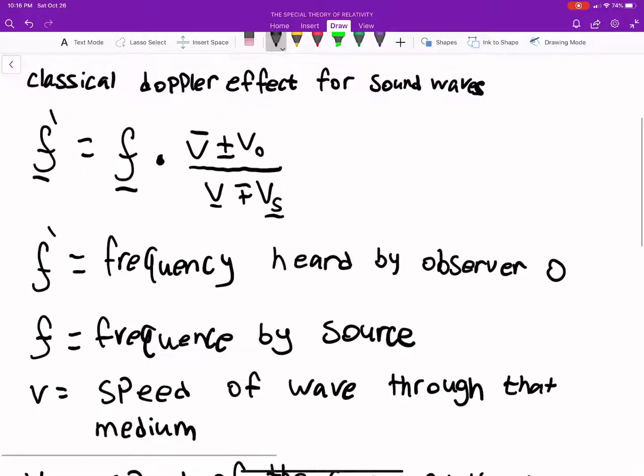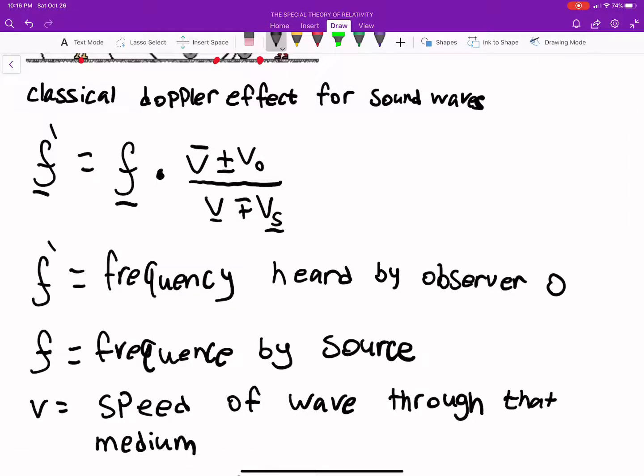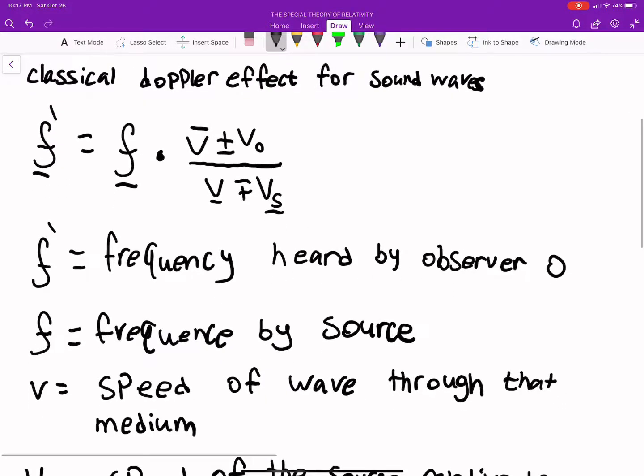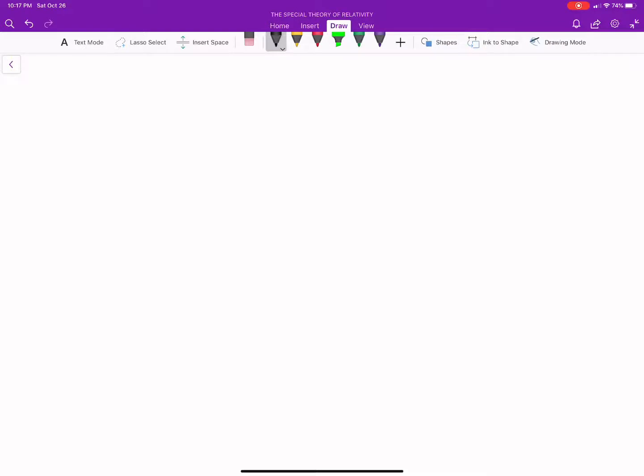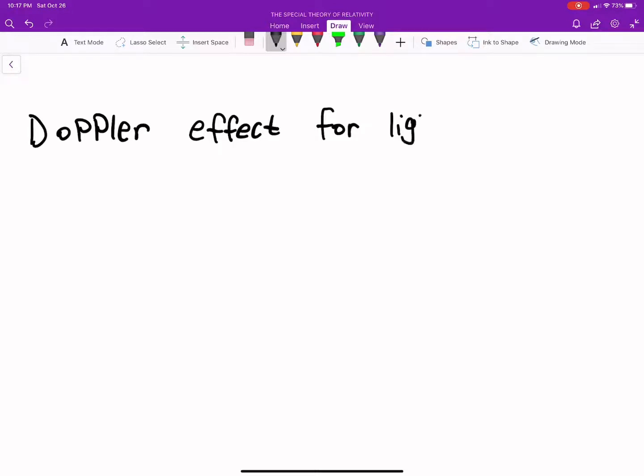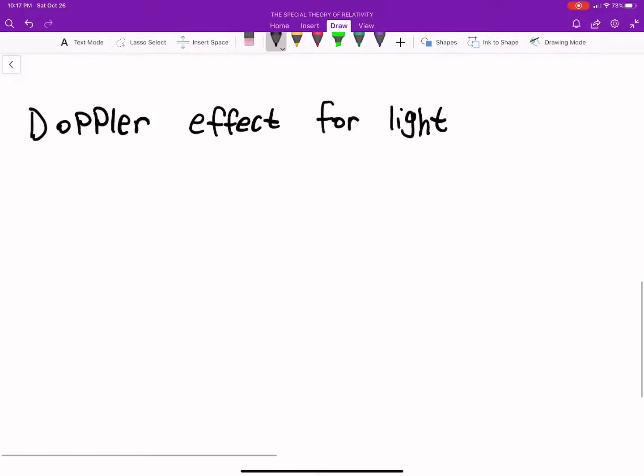Cool. So we broke down what our classical Doppler equation is. If you guys want to know more about the Doppler effect for sound waves, that can kind of be its own video. But that's kind of more classical physics. Since we're dealing with modern physics, we're going to consider this, but more importantly, we're going to look at the Doppler effect for light.